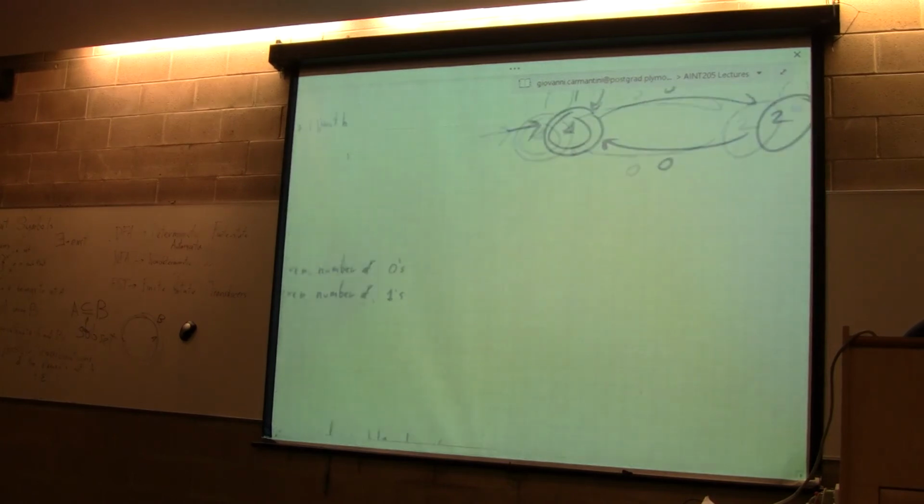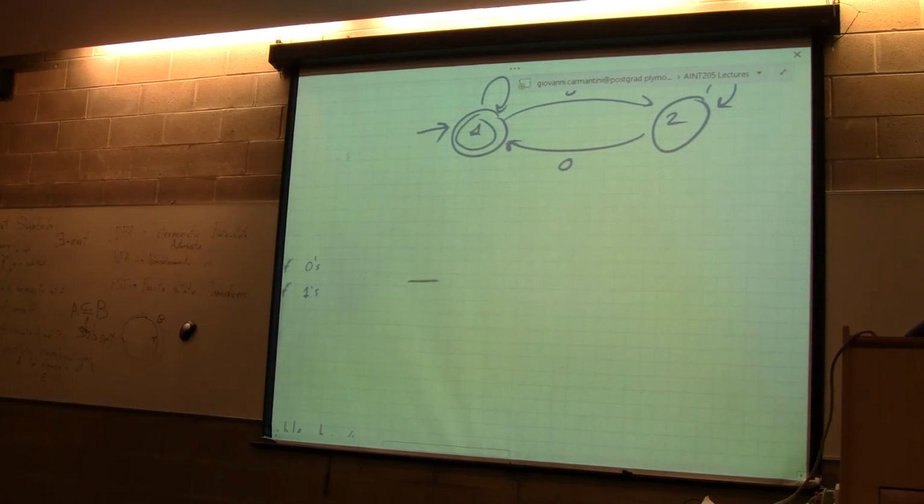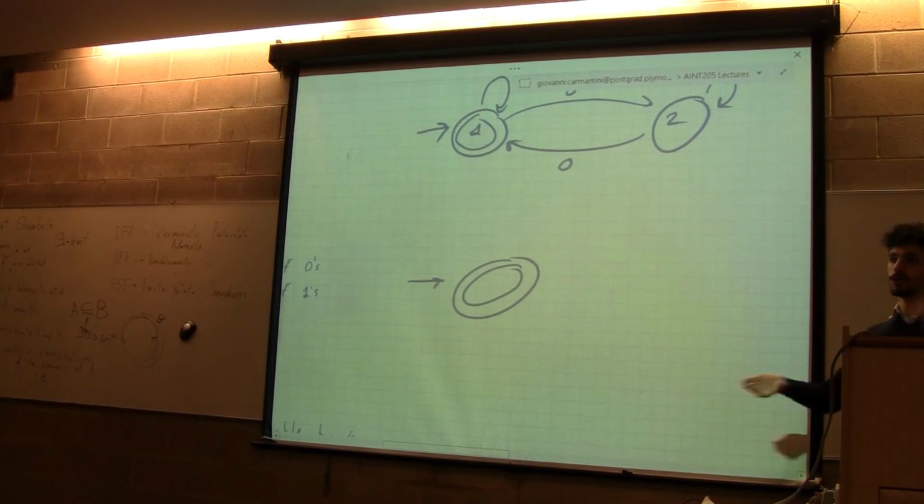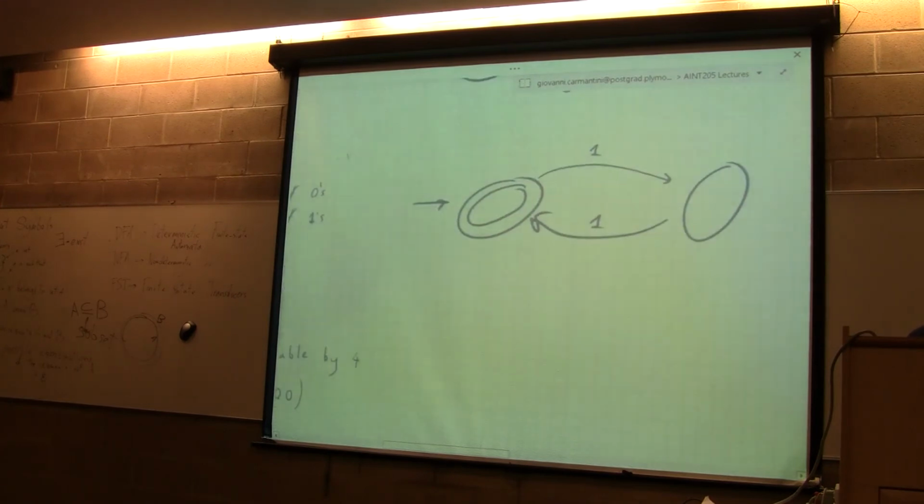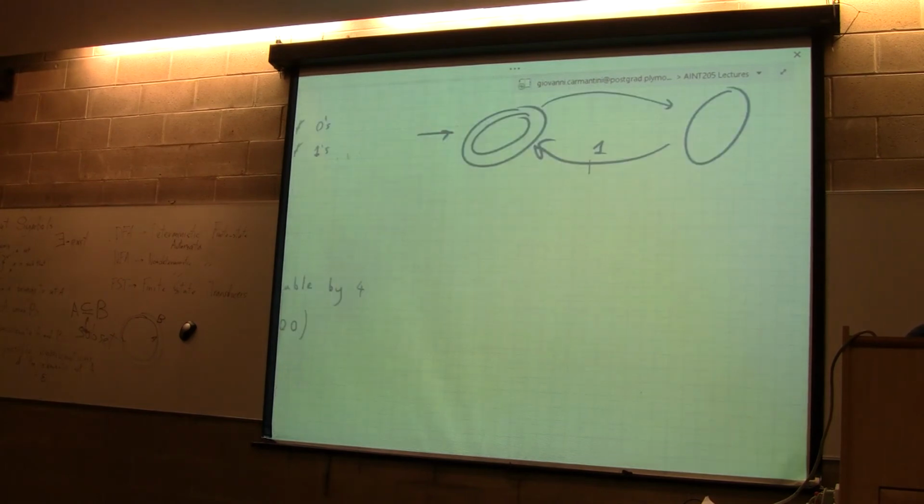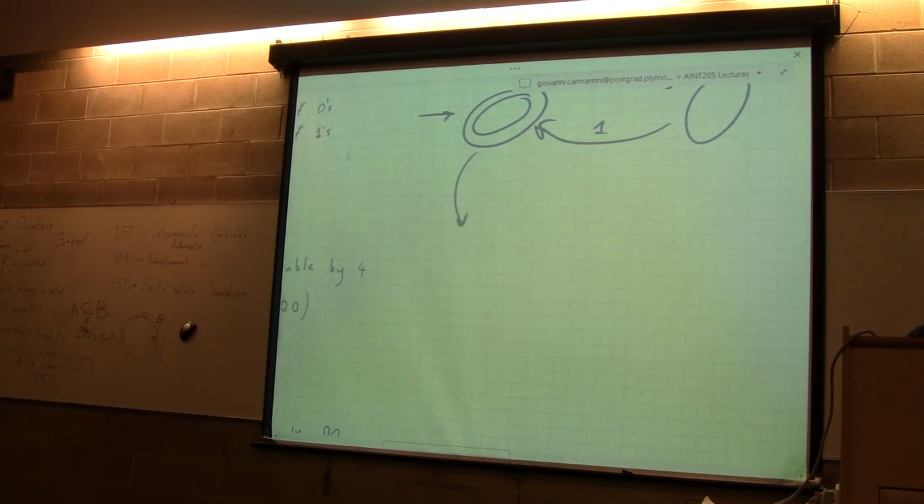So let's build it. Even number of zeros, even number of ones. So again, the first state is accepting because no zeros and no ones is even for the zeros and for the ones. So I may want to have the same machine I had before with ones. So this checks here that I have an even number of ones. Here I check that I have even number of zeros.